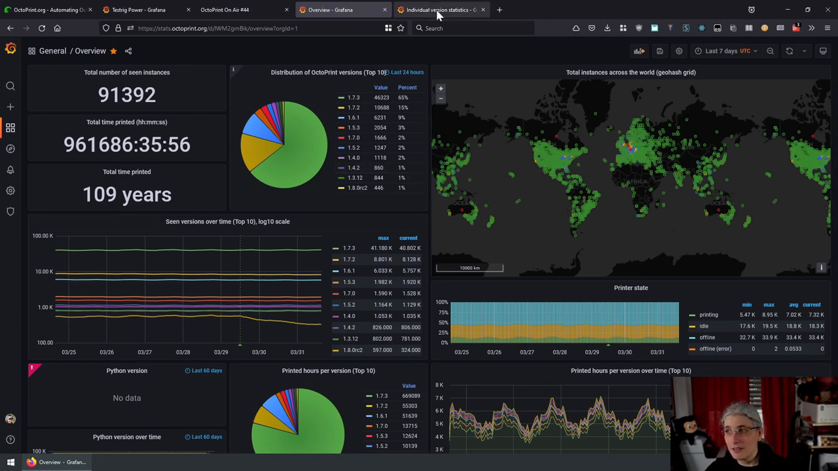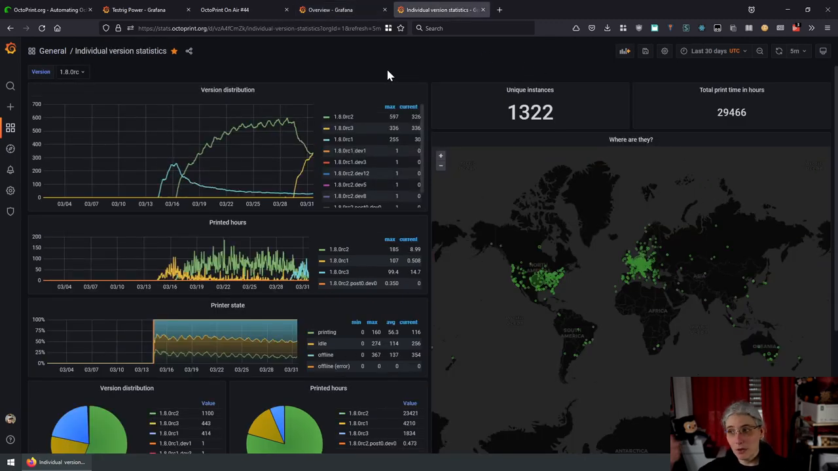Anyhow, that is the overall stuff, but this is the currently more important or more interesting thing, which is the individual version statistics for the 1.8.0 RCs. So we see the first RC here in blue, the second in green, and then the third one here in yellow.